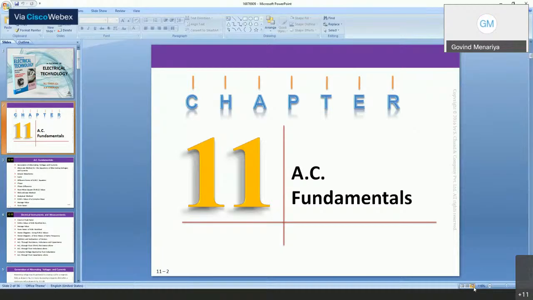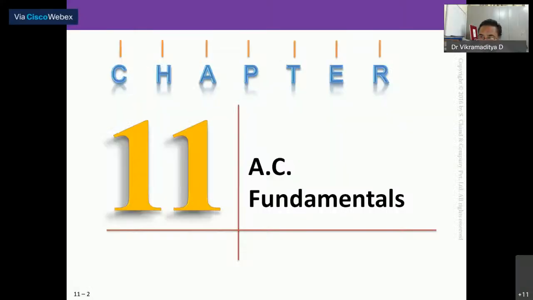So, before proceeding to the definition of the different theorems related to AC circuits, let's talk about AC circuits. Today's topic will be AC fundamentals. Until your fundamentals are clear, we cannot go through the other laws and theorems related to it. So let us talk about the AC fundamentals.